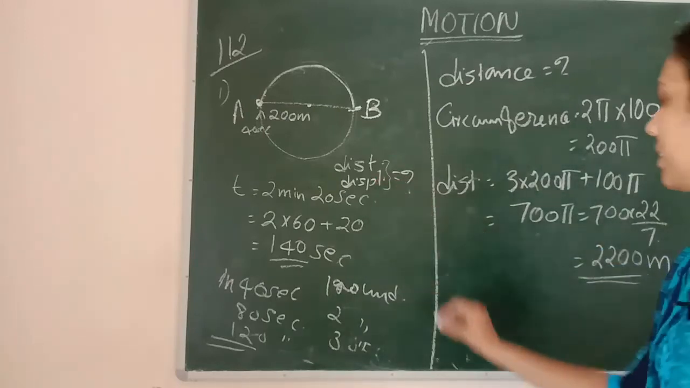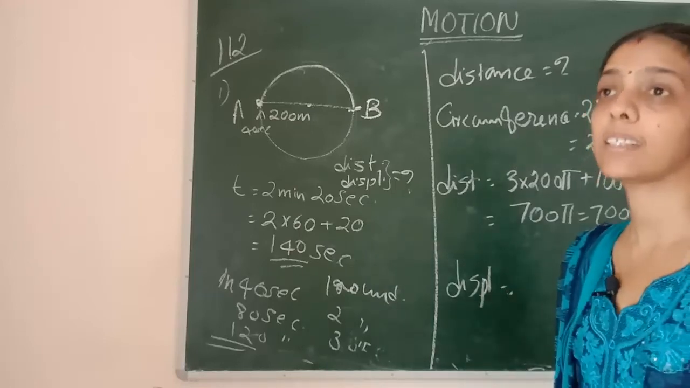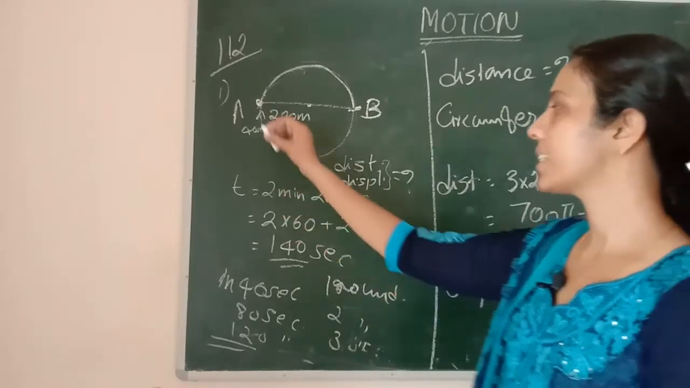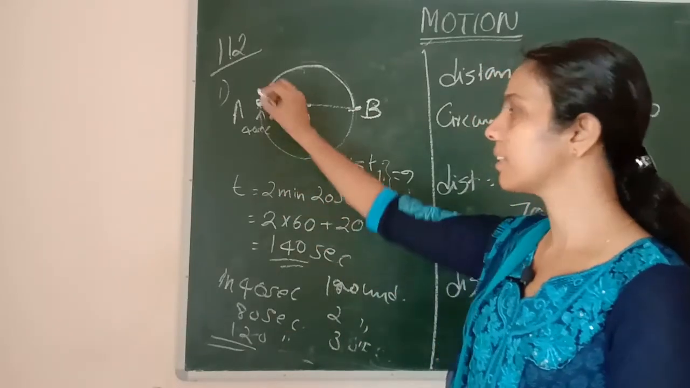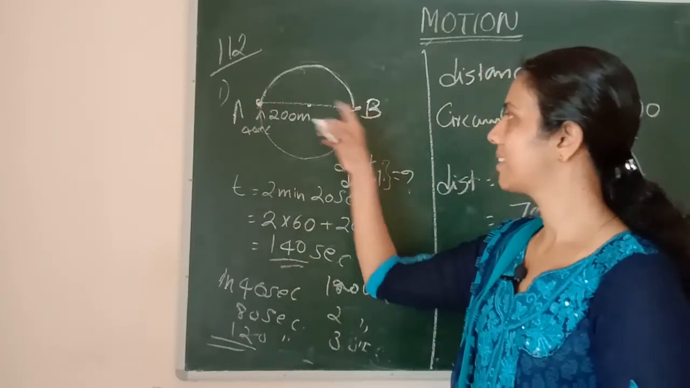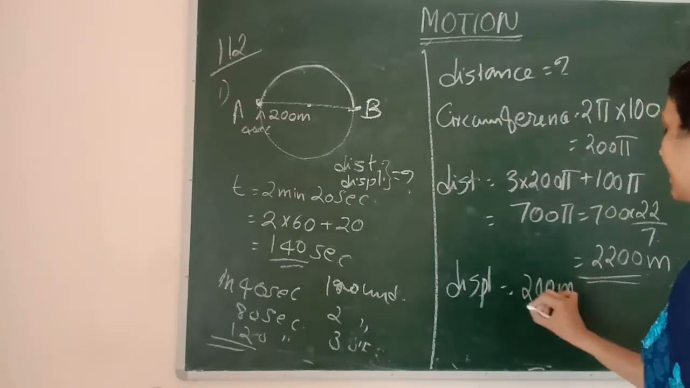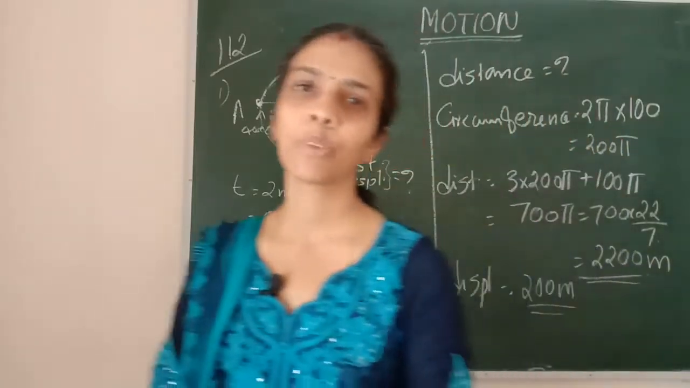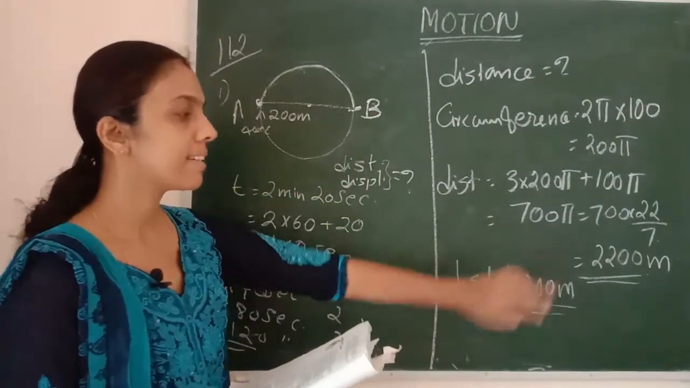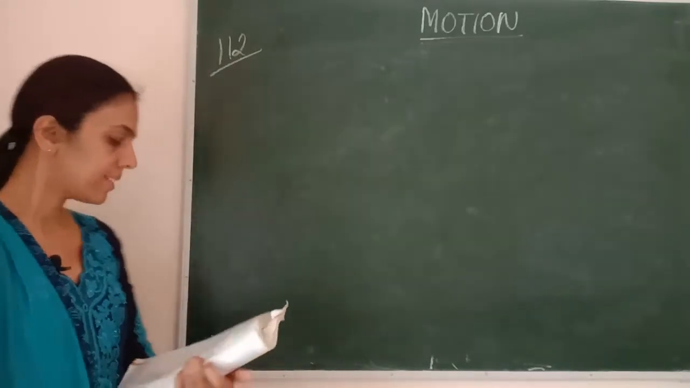Okay, now we should find out the displacement. How can we find out the displacement? Displacement means it is the shortest distance between the initial and final point. The initial point is A. What is the final point? B. So what is the shortest distance? Yes, through the diameter. So 200 meter will be the displacement of the athlete. Okay, clear this one? 200 meter is the displacement and distance covered is 2200 meters. Clear? Next one, second one.